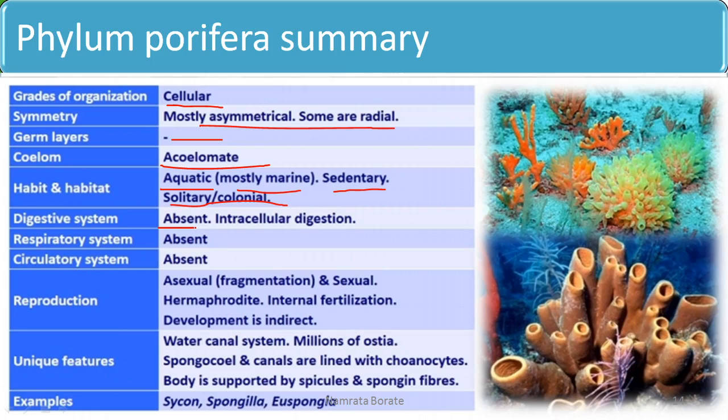There is absence of digestive system, but intracellular digestion is present. Respiratory system is absent, circulatory system is absent. Reproduction occurs in two ways. First one is the asexual method, and the second one is the sexual method. Asexual method occurs by means of fragmentation, and the sexual method occurs by the fusion of the sperm and the egg. The organisms are hermaphrodite, means male and female are present in a single individual. The fertilization is internal, and development is indirect. There is a presence of the larval stage.